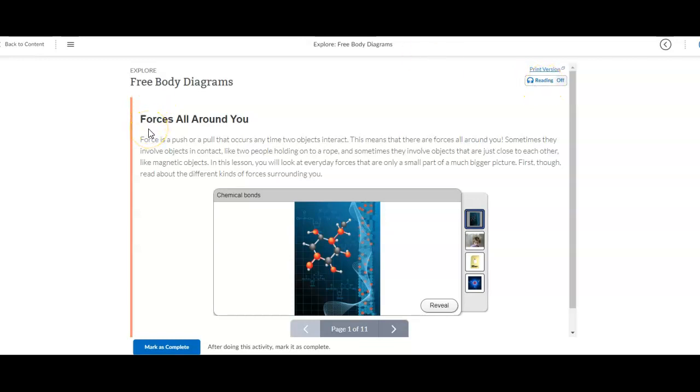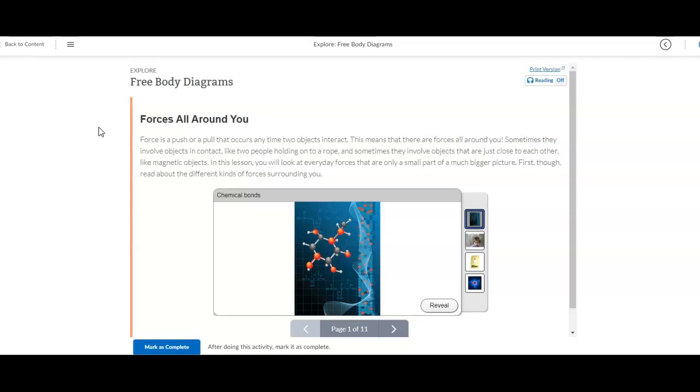So page 1 says forces all around you. Force is a push or a pull that occurs anytime 2 objects interact. This means that there are forces all around you. Sometimes they involve objects in contact, like 2 people holding on to a rope, and sometimes they involve objects that are just close to each other, like magnetic objects.